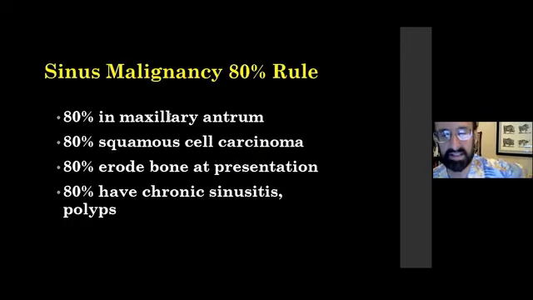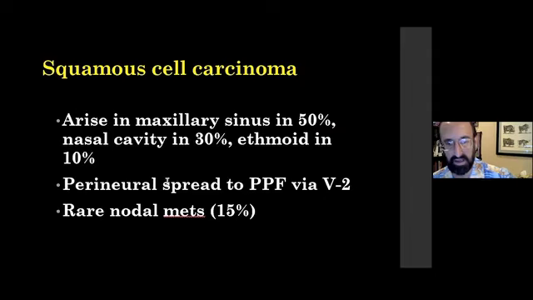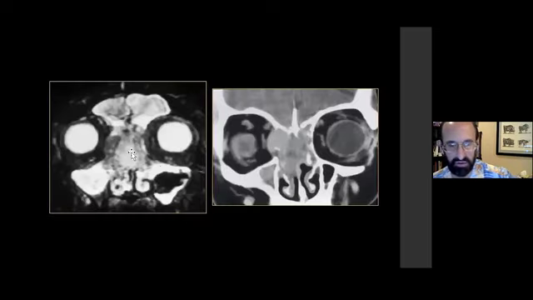Of the malignancies in the sinuses, the vast majority are squamous cell carcinomas, and the vast majority occur in the maxillary antrum, presenting with erosion of the bone and with a prior history of chronic sinusitis. They may show perineural spread into the second division of the fifth cranial nerve and rarely have nodal metastases. So this is an example of a patient who has a midline squamous cell carcinoma, which grew into the orbit, was still confined by the periorbita here, and therefore they did not have to do an orbital exenteration.